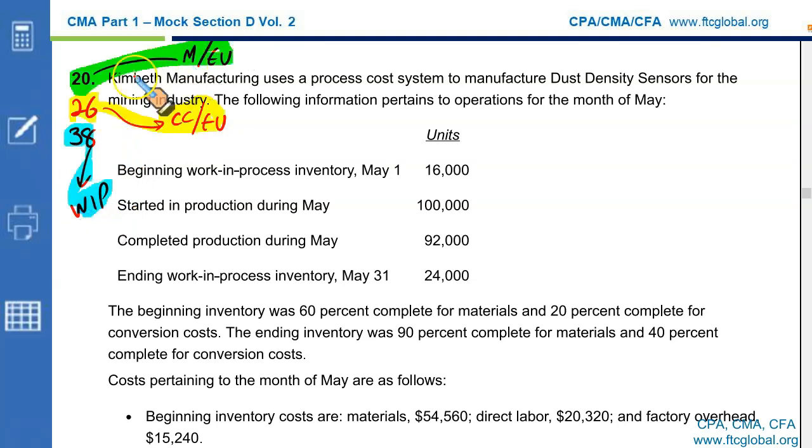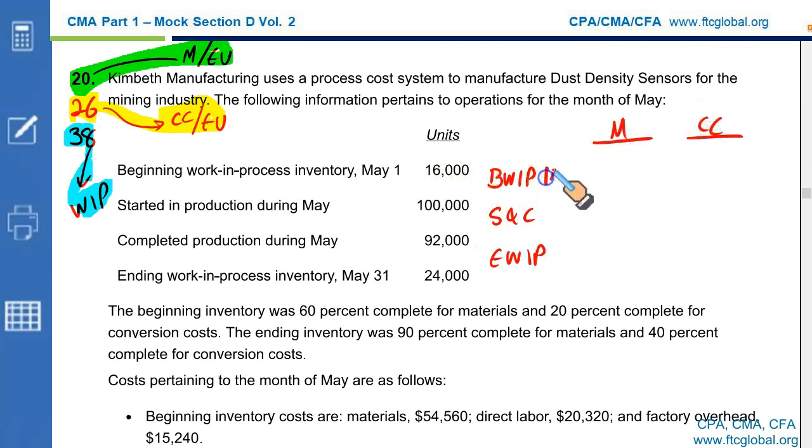So these are the specific requirements of these 3 questions. Let us do what we have been doing. We will split our production quantities into 3 populations: beginning work in process, started and completed, and ending work in process. But this time we are going to use the weighted average method.